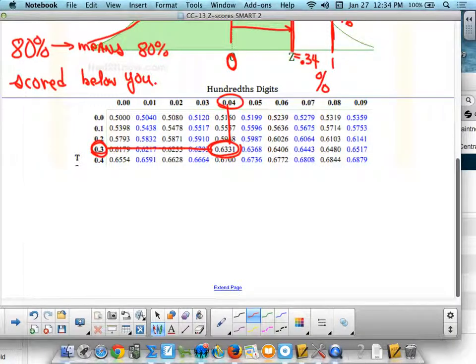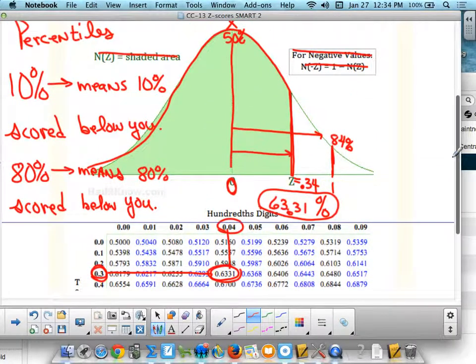Now what percent is this number, 0.6331? 63.31%. Here's the deal. You have a z-score of 0.34. Here's what it means. It means you scored better than what? 63.31%. Yeah, 63% of the people that took the test, you are scoring higher than them. That would be all these people, right? You okay with that?